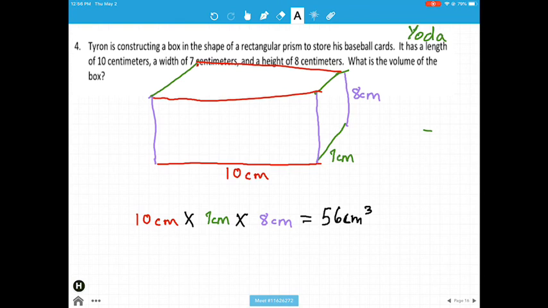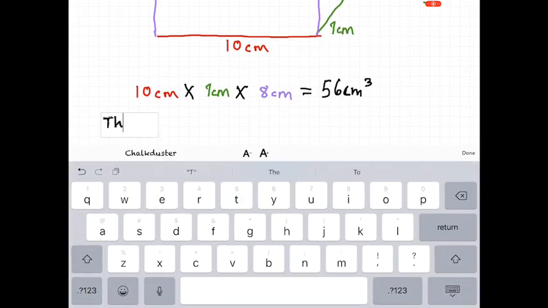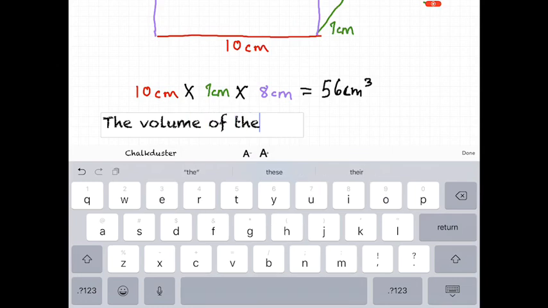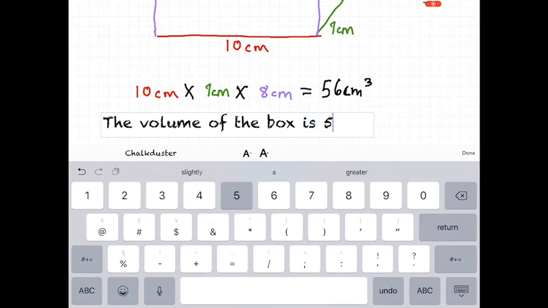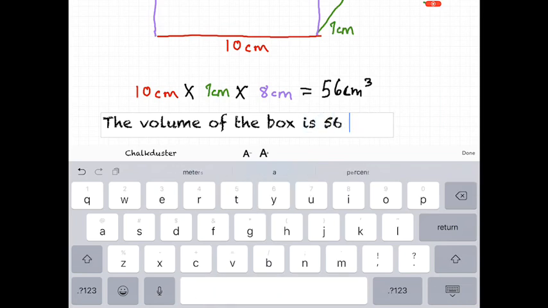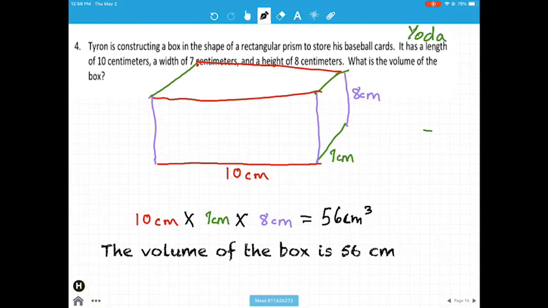So the volume of the box is 56 centimeters cubed. Hopefully that's helpful. Remember the bonus word, write it down in your book or your booklet, your packet, and may the force be with you. Hopefully you dress up with the force tomorrow.